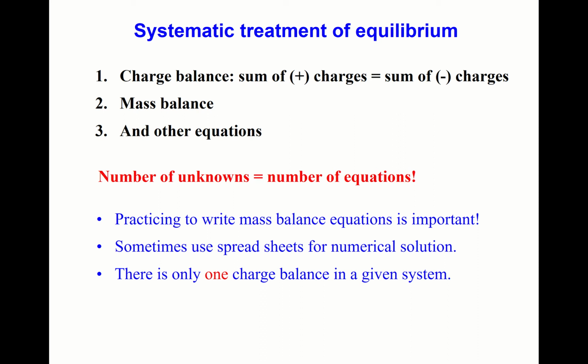Now we enter a very important section. In this section, you learn the systematic treatment of equilibrium. In analytical chemistry, you have to calculate many things, and you have many equilibriums, many reactions, and many species involved in the reactions. How do you calculate each species' concentration?